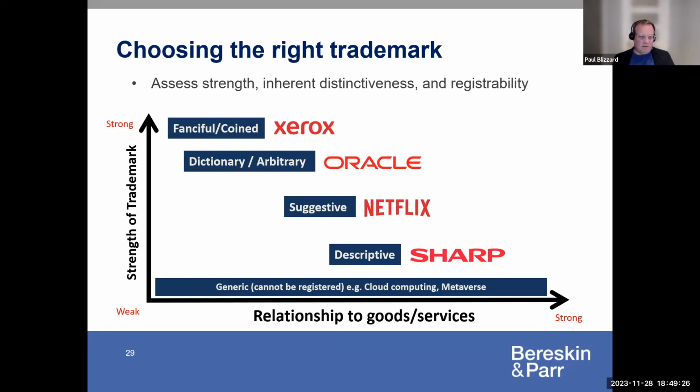Finally, there are some descriptive marks that are used. For example, Sharp for televisions. Clearly, the image is sharp. That's a descriptive term that describes the product. It is a sharp TV. And finally, words that are generic. For example, beef for beef would not be registrable. You could not use terms that are plainly descriptive of the product or service in order to identify it as your product and hope to achieve any rights in terms of trademarks.